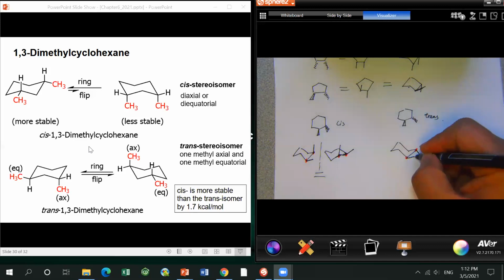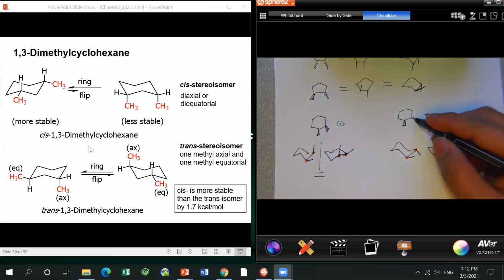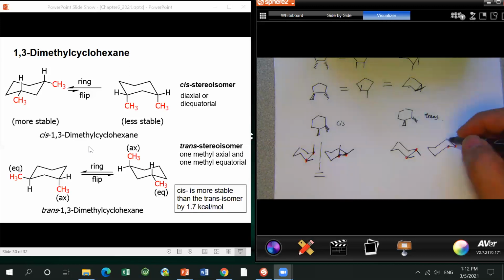And then when we do the ring flip, the equatorial becomes axial, and axial becomes equatorial. But the pointing won't change. So this one going down is still going down, and this one going up is still going up. Afterwards, we'll analyze the stability of these two compounds.